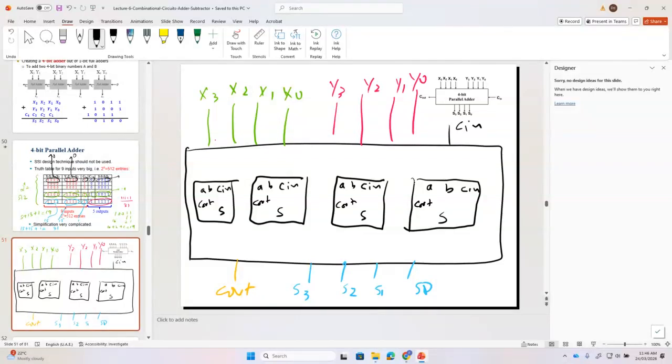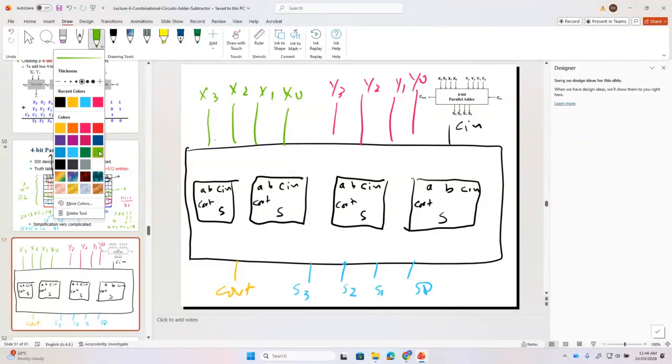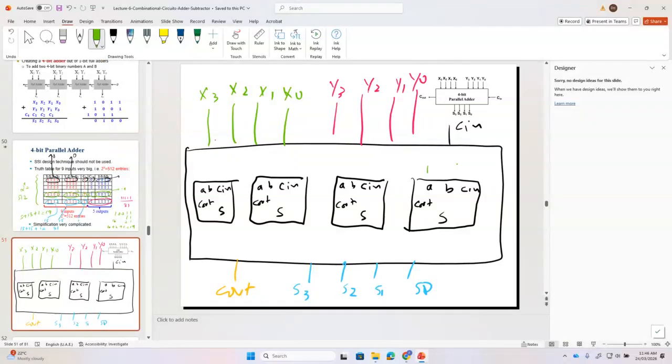Okay, now what we are going to do? Now please remember, this is very important. Now the first adder, the first stage, can you see here the first stage? What will go to the first stage? Now I'm using the green color because now the first stage it will go X0.